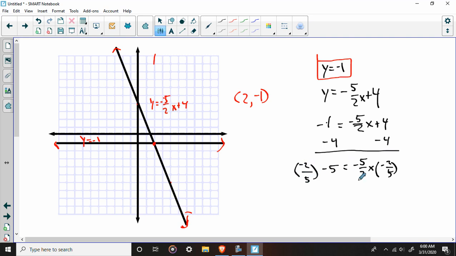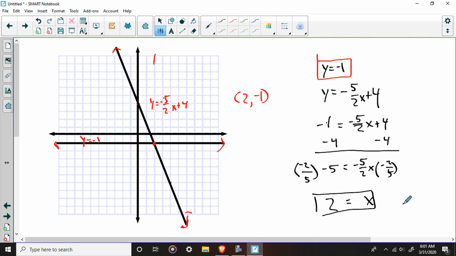What am I going to get left on this side? Well, these two things are going to turn to 1. And -2 times 5 is negative. I'm sorry, -2 times 5 is positive 10. Positive 10 divided by 5 is 2. Sorry, my cat's walking around. So again, I got y and I got x, and they gave me y to begin with.